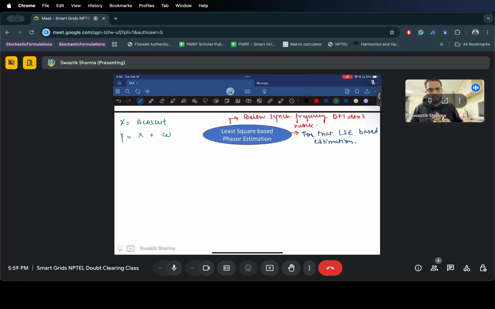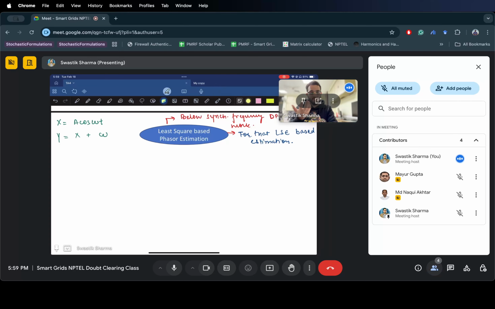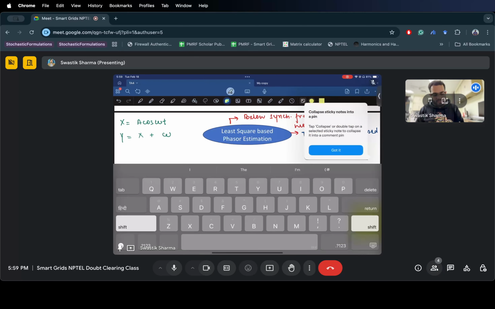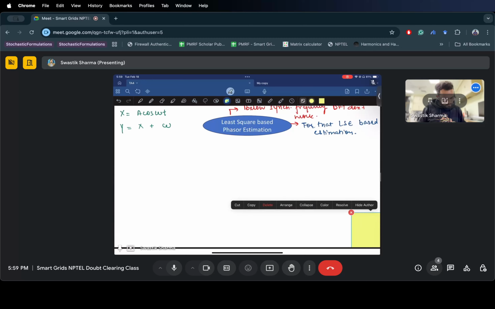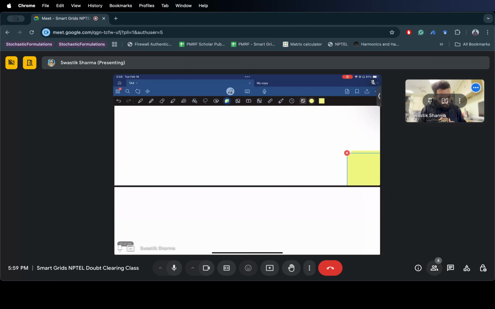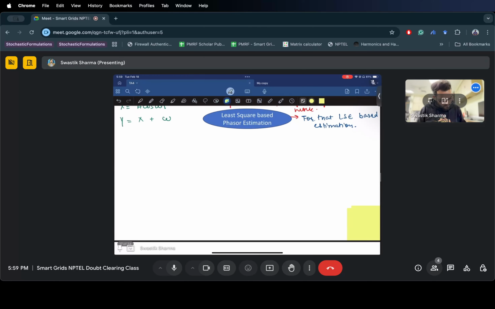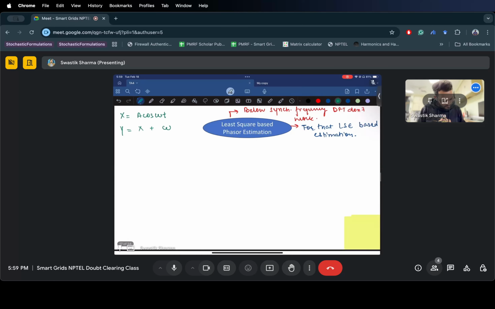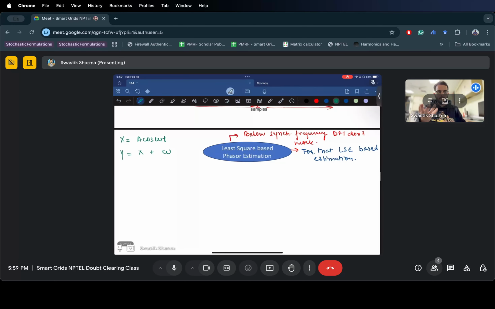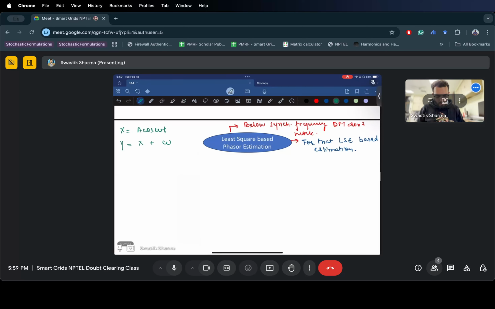I'm calling it with respect to some omega, right? There is some noise in the system and you want to estimate this noise, right? But there is no way to know, because in your measurements you are only getting some, sorry, there is some noise, right? And you want to remove that noise. So what you do is least square error based phasor estimation. So let's talk about how you do it.